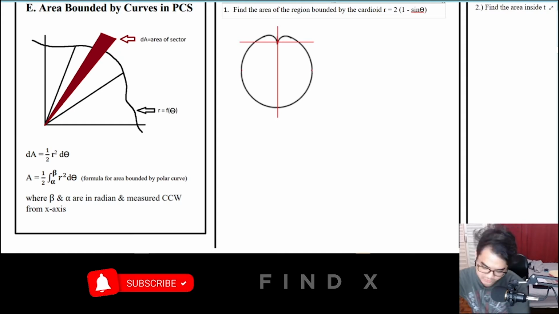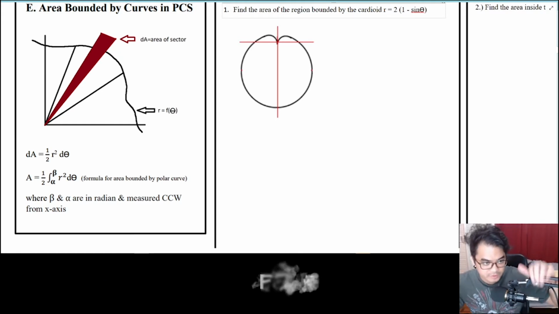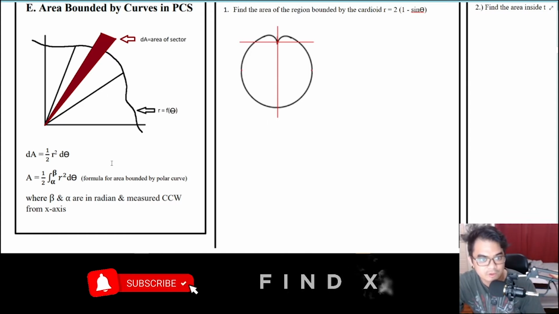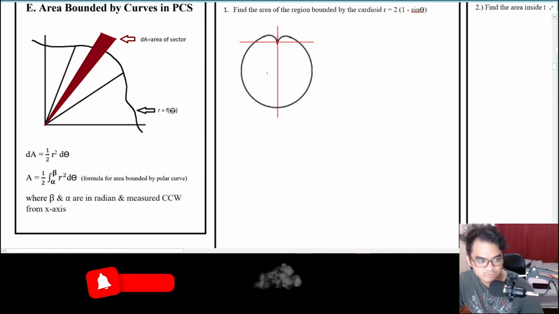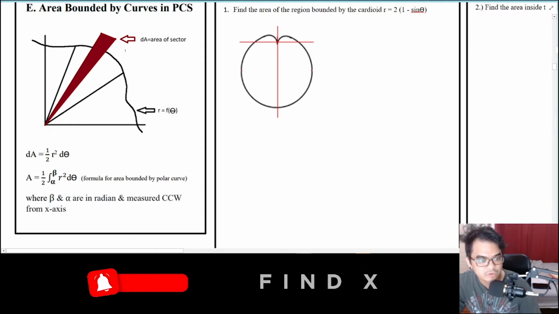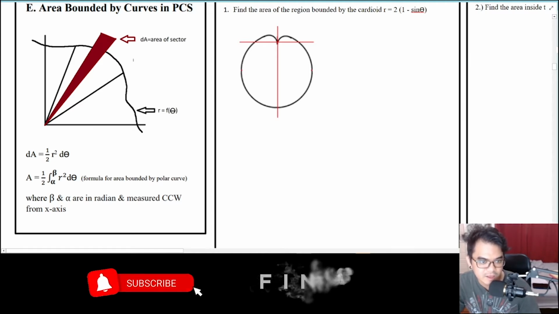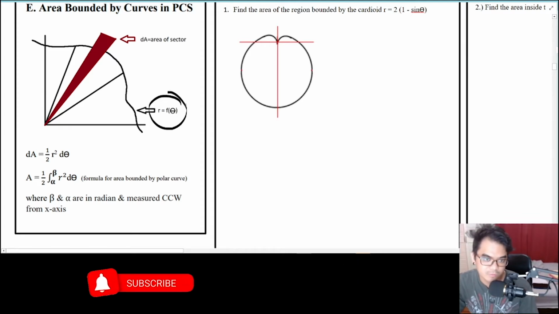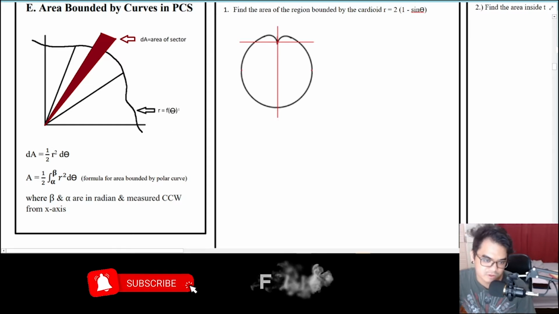Let's go to our next topic. For the next topic, we have the area bounded by curves in PCS, or in polar coordinate system. As you can see, we have here an example of a graph of a polar coordinate curve, and we will just be getting the area of a sector. Remember that in polar curves, r is a function of theta.